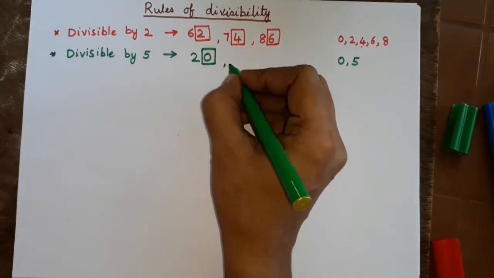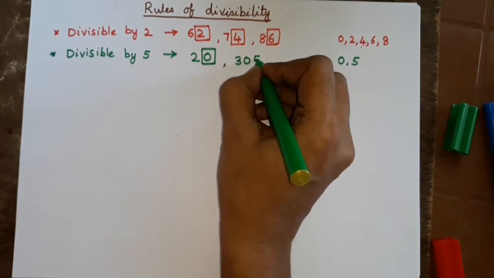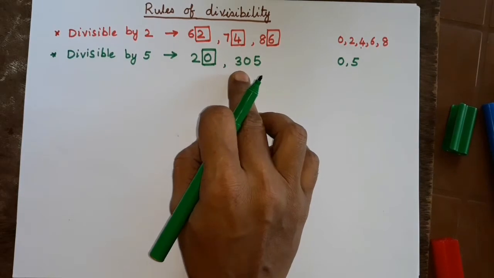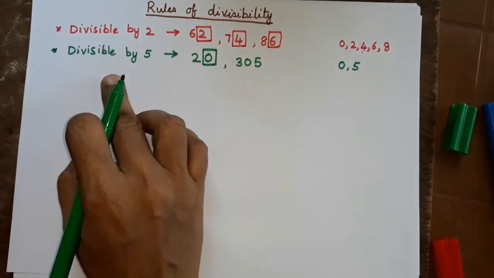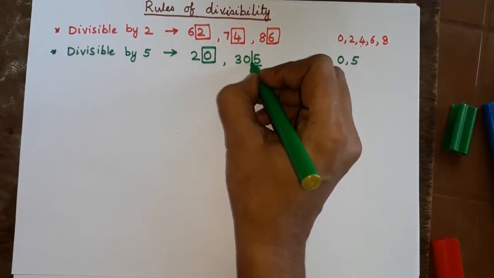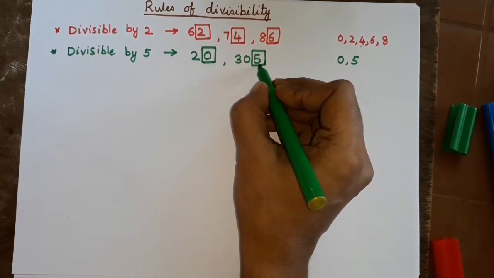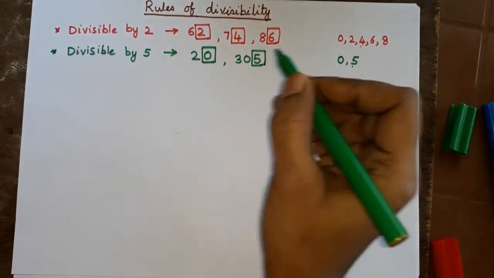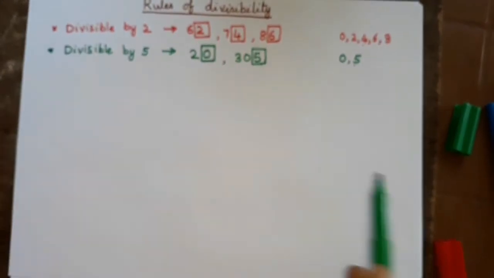Now let's take another number, 305. It is a 3-digit number, so we don't know the multiplication table where 305 will come. How will we check without dividing? We will take the digit in the ones place, which is 5. Is it given in the group 0 and 5? Yes. So 305 will be divisible by 5.